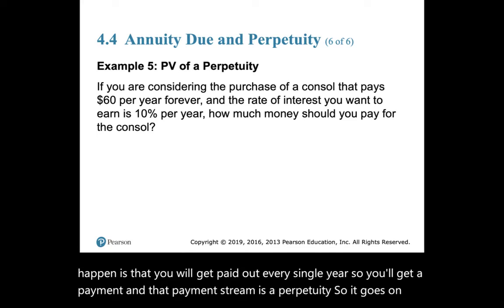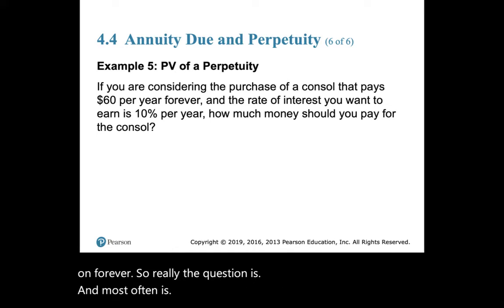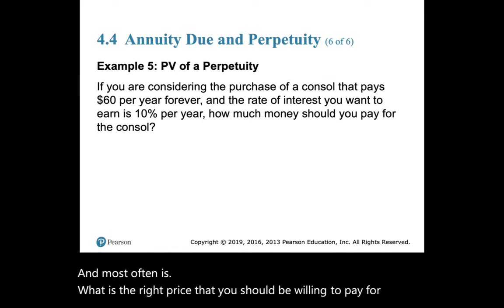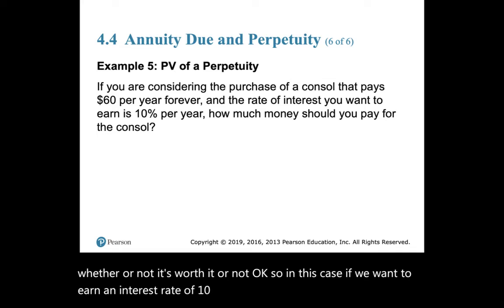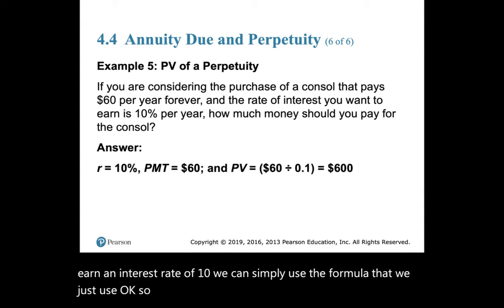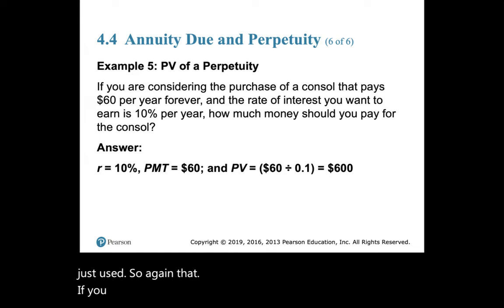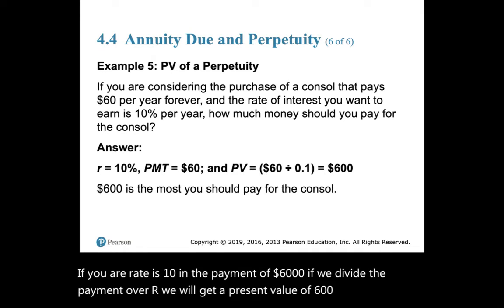So the question most often is, what is the right price that you should be willing to pay for this, whether or not it's worth it? In this case, if we want to earn an interest rate of 10%, we can simply use the formula that we just used. If we know our rate is 10% and the payment is $60, dividing the payment over r gives us a present value of $600. That's how much we should pay.